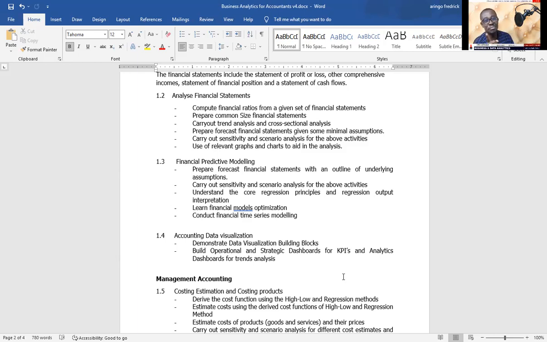Now, the most interesting part under financial accounting is the aspect of accounting data visualization. And I think I'd mentioned that one earlier on when it comes to accounting data visualization. So this is an interesting part, because you're not only applying your knowledge as a financial accountant, but as a financial analyst.